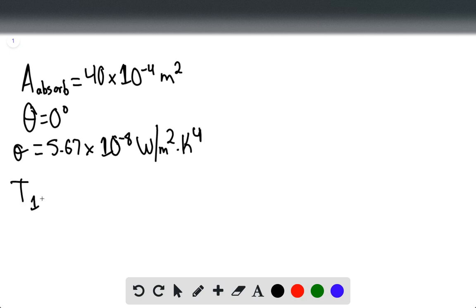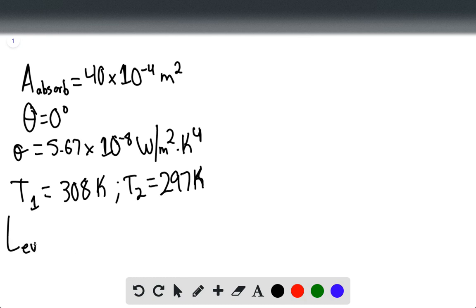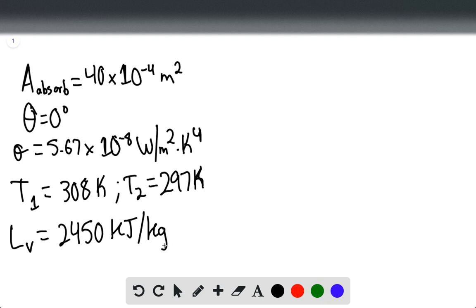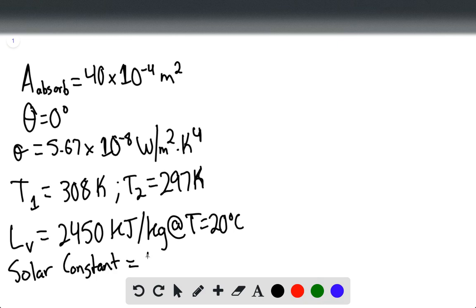And we have an initial temperature of 308 Kelvin, and then we have a T2 of 297 Kelvin. So we have the specific latent heat of vaporization. So this will be 2,450 kilojoules per kilogram. And this will be at T equals 20 degrees Celsius. And we have the solar constant equal to 1,000 watts per meter squared.